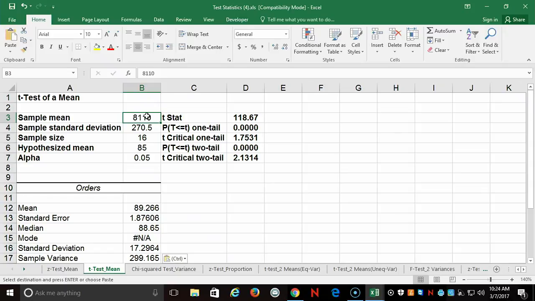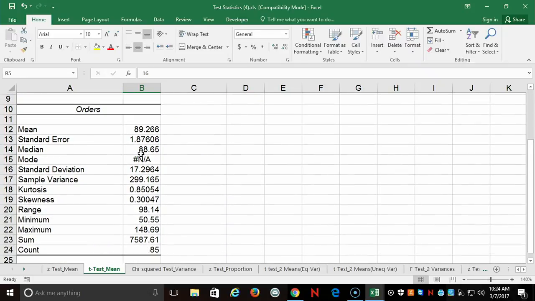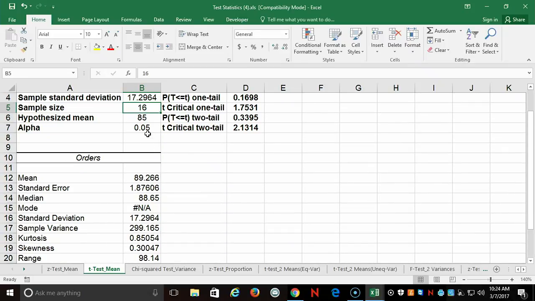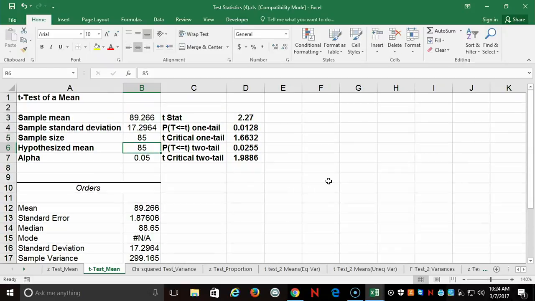So 89.266. The sample standard deviation was 17.2964. The sample size was 85 as well. I'll just leave alpha at 0.05.